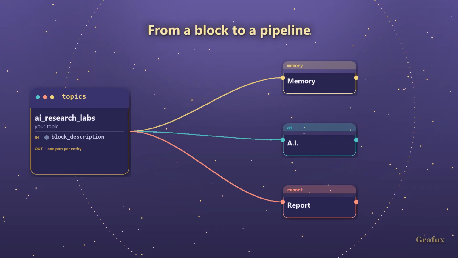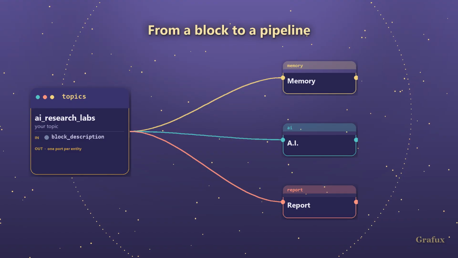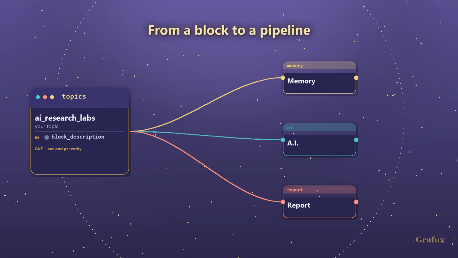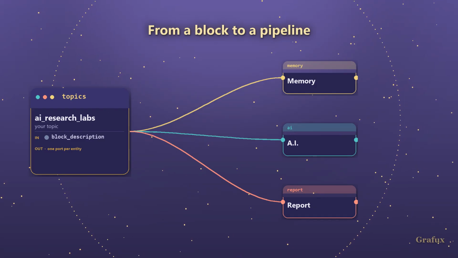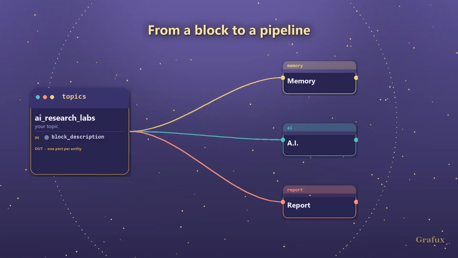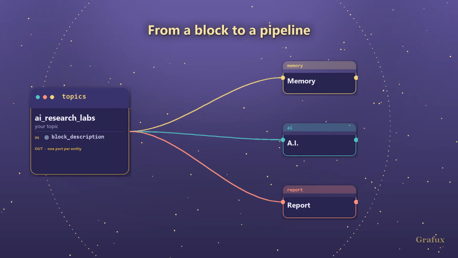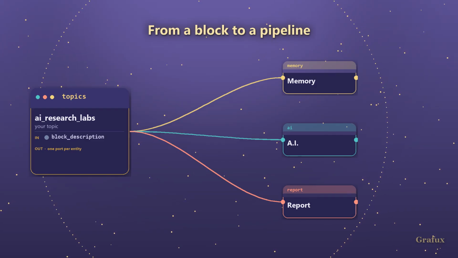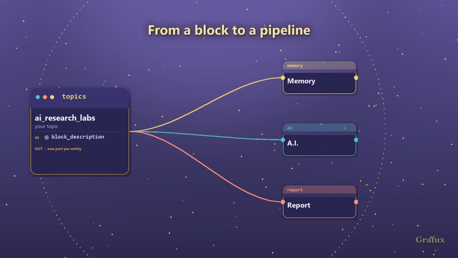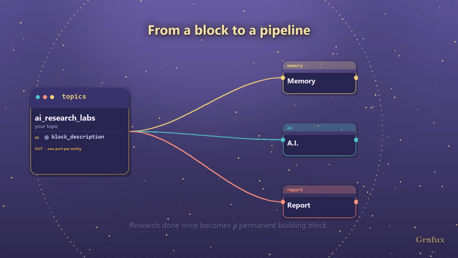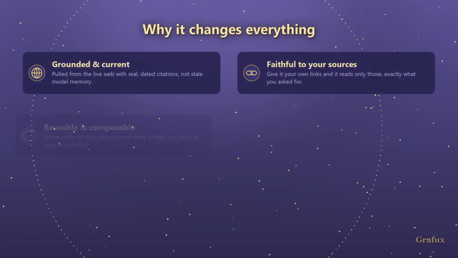Wire a port into a memory block, and Grafux remembers it for good. Feed it into an AI block and reason, summarize, or compare across everything you gathered. Send it onward into a report and publish it, polished and cited. Connect, branch, and combine it with any other block on the canvas. The research you do one time stops being a throwaway search and becomes a permanent building block you'll reach for again and again. So step back and look at what you've gained.